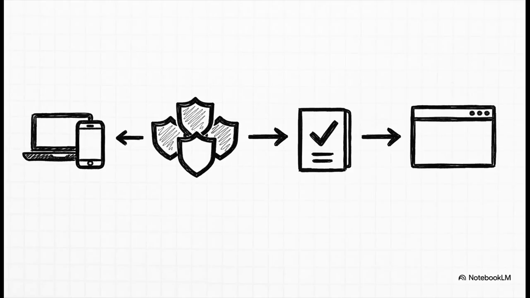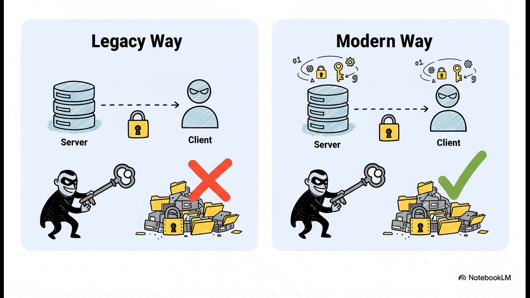But wait, how do we trust that CA? Well, your computer and your browser come with a list of root CAs that are already trusted right out of the box. So the logic goes like this. Your device trusts the root CA, the root CA vouches for the website certificate, and because of that chain of trust, you can trust the website.